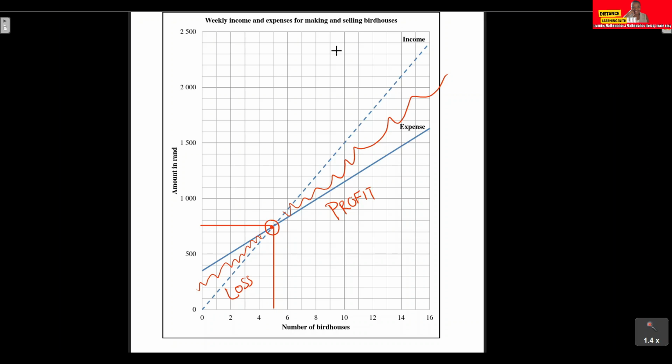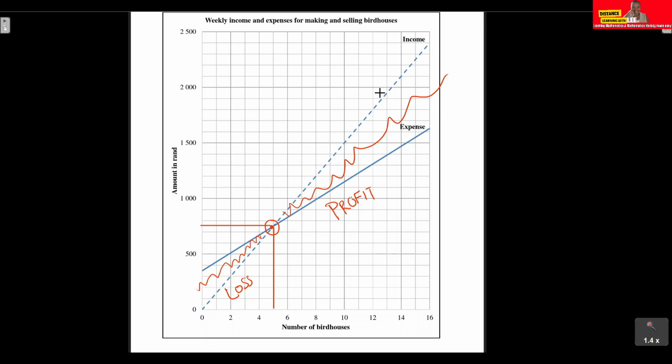Okay, so we see from this graph that when you're selling 4 items, you're working at a loss. When you're selling 2 bird houses, in this case, you're working at a loss. But now when you start selling maybe 10, 8, or 12 bird houses, then your business starts to make a profit. And that is the whole point of the break even analysis, right?